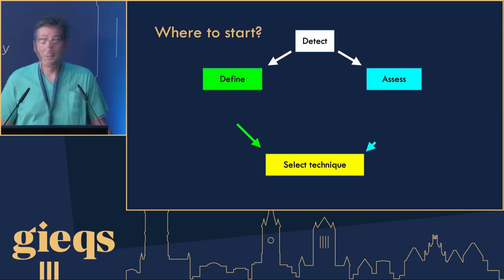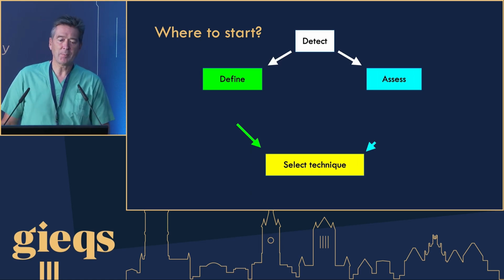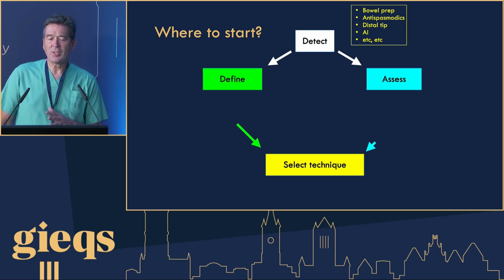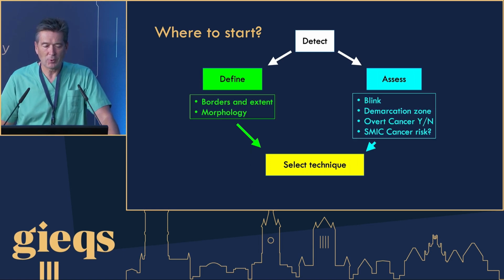So where do you start? First, you've got to detect the lesion. And then you go through a phase of what I'm going to refer to as defining the lesion, which is really mapping the whole polyp in terms of its entirety and its junction between the polyp tissue and the normal mucosa. And in that process, that is part of an assessment process which detects what happens next. Your detection is largely dependent on your bowel prep, antispasmodics, distal tip, AI, etc. I'm not going to dwell too much on that.